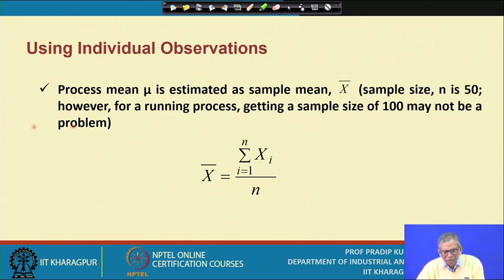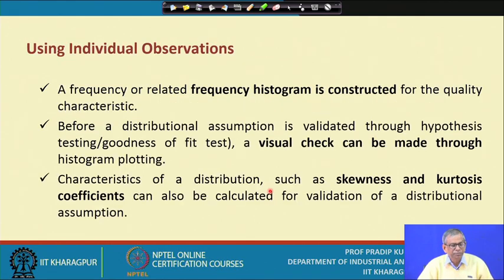Next, you calculate the sample mean, that is, the sum of x_i for i equals 1 to n, divided by n. It's an arithmetic mean you calculate. Next, a frequency or relative frequency histogram is constructed for the quality characteristic. This is the next exercise you carry out.